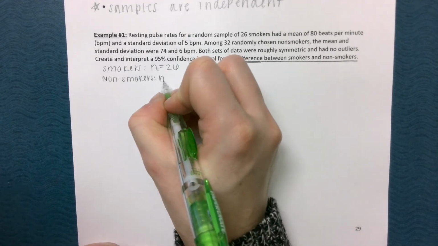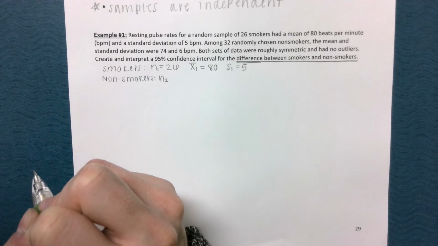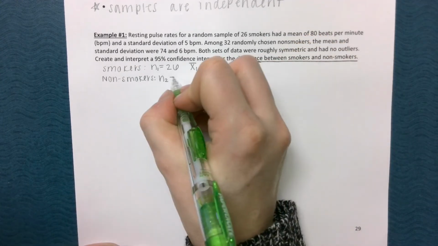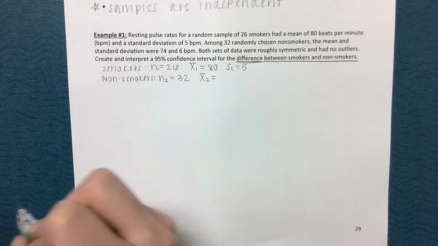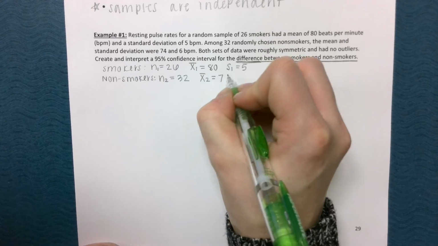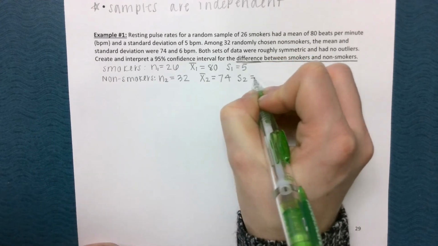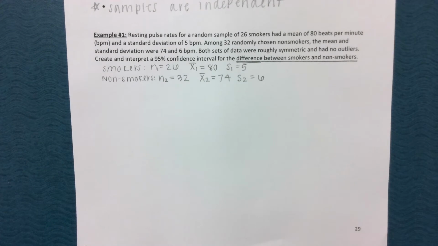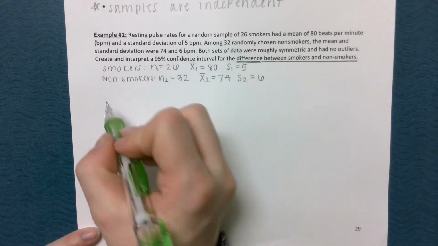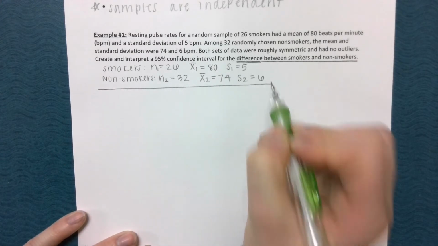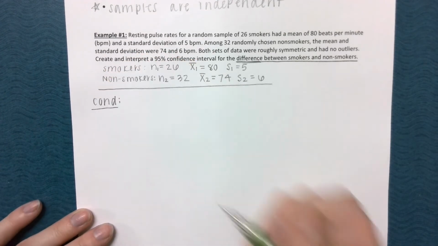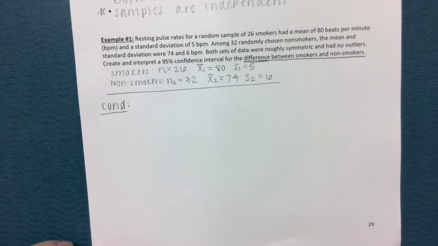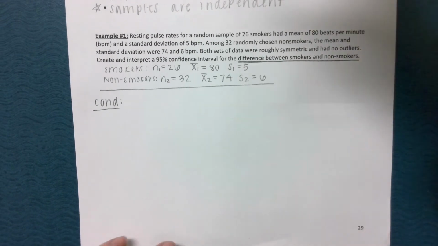Non-smokers is my second group, so I'm going to list these the same, just as 2. So my sample size for non-smokers was 32. X bar 2, so the mean of those non-smokers was 74, and standard deviation was 6. You could skip that part, but I do think it's nice to write out the variables before we get started. From here, I'm going to check my conditions. Make sure we're always checking conditions before we start actually creating the confidence interval.